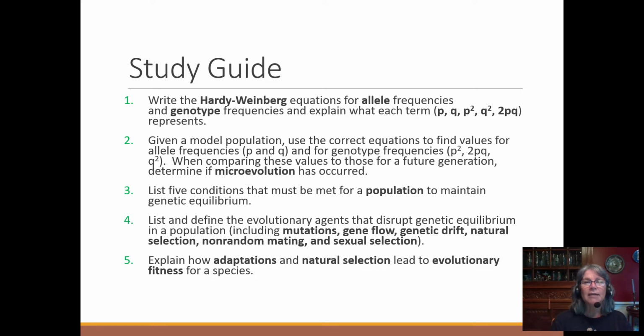So what are things that can lead to evolution or do lead to evolution? These include mutations, gene flow, genetic drift, natural selection, non-random mating, and sexual selection. So non-random mating is sexual selection. There are 6 things listed here, but sexual selection means mating is non-random. And explain how adaptations and natural selection lead to evolutionary fitness for a species.